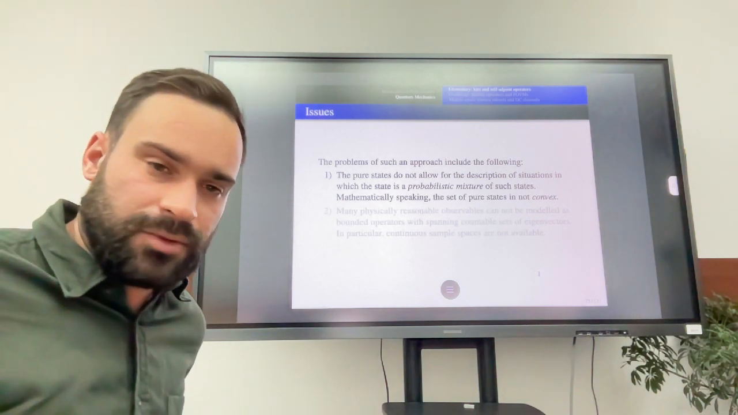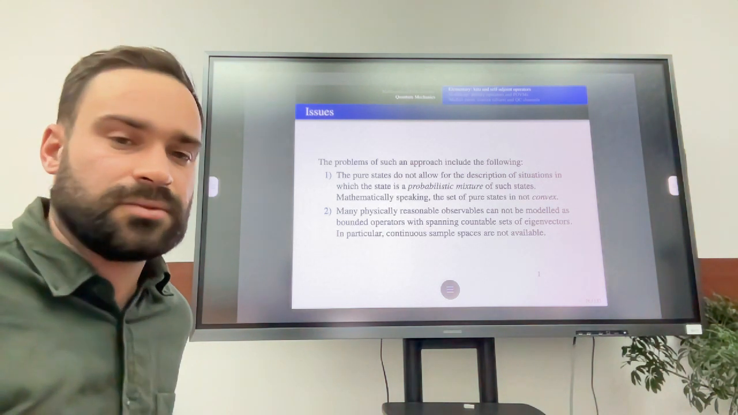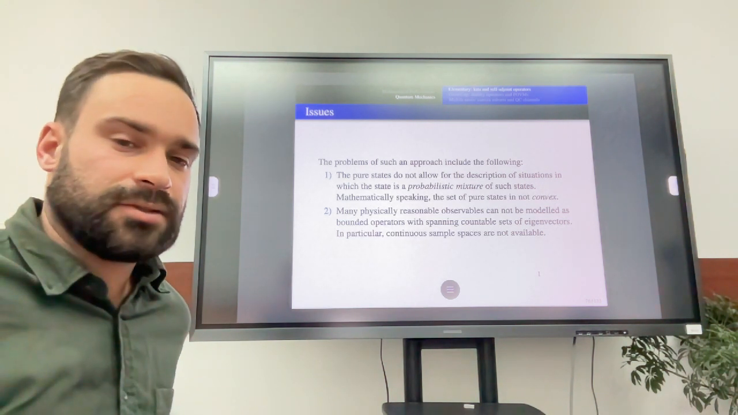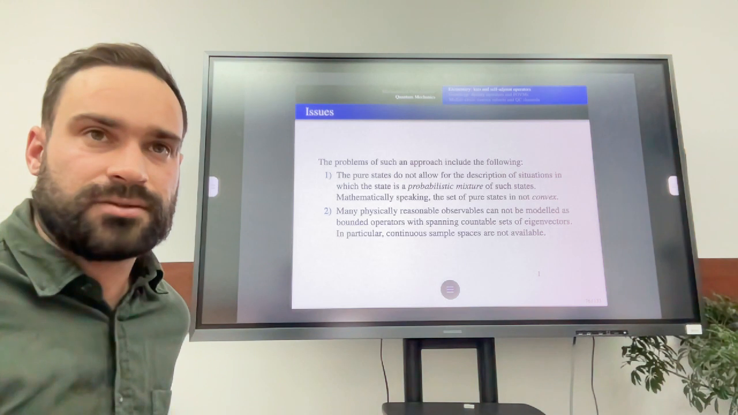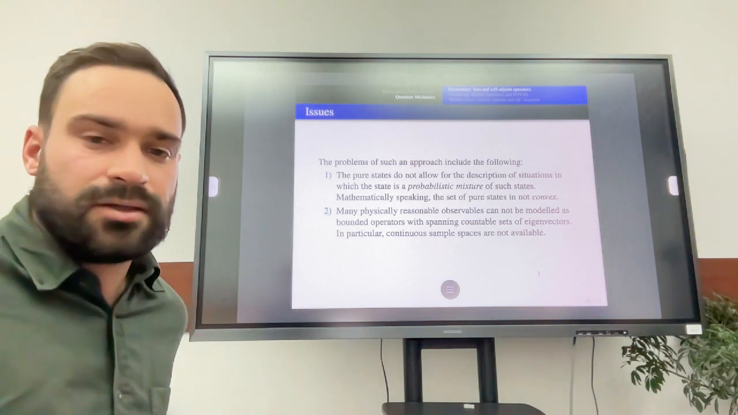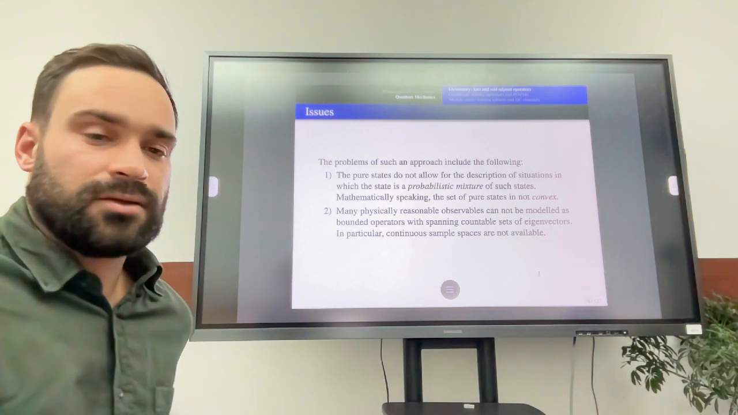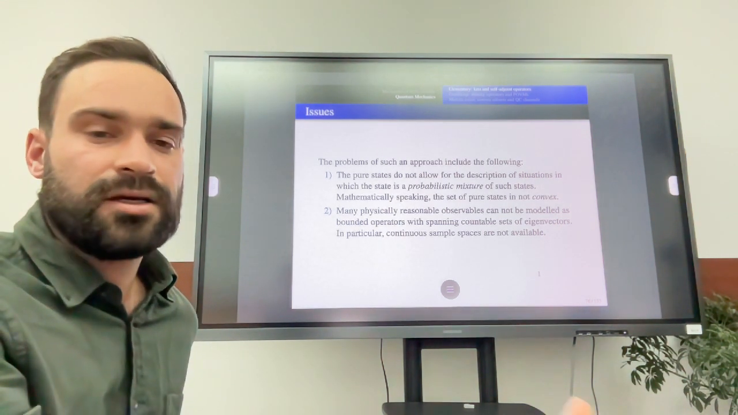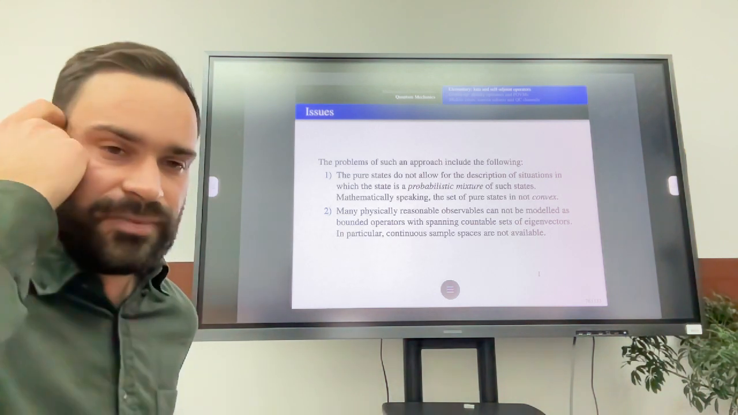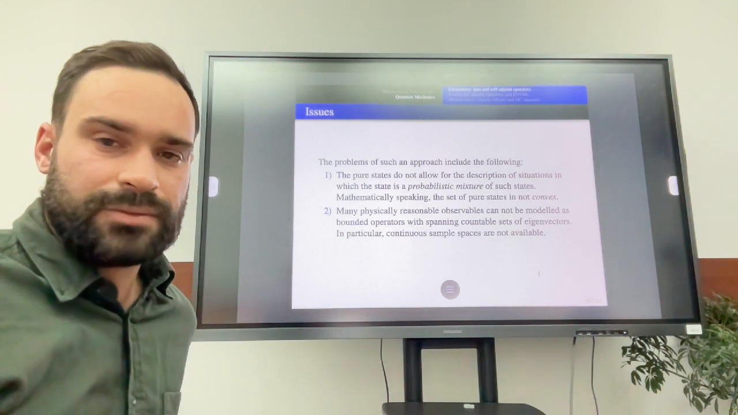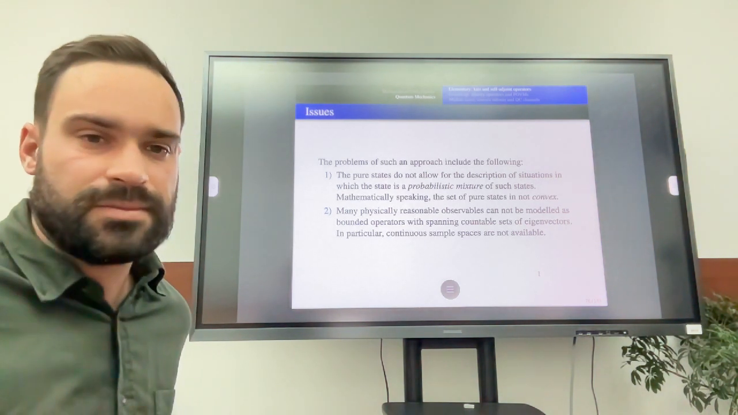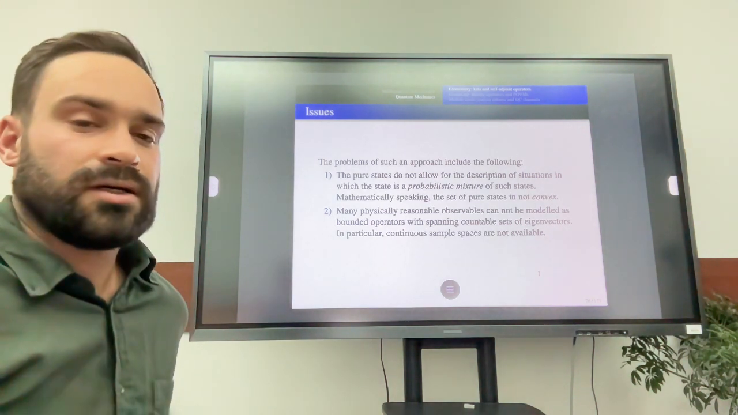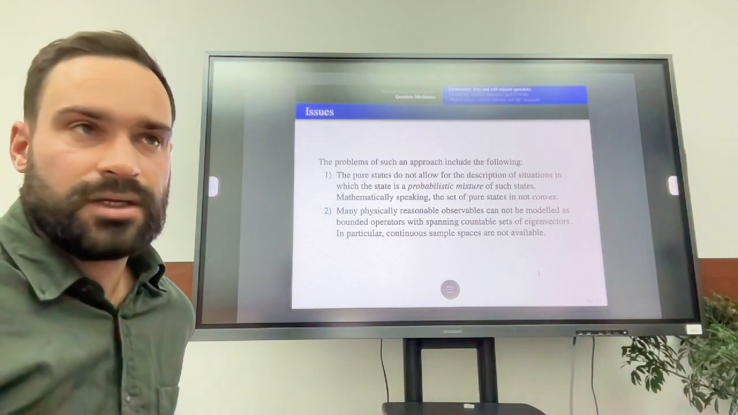And maybe more serious, another issue is that many physically reasonable observables, also those that are just used in the models, cannot be modeled as bounded operators with spanning countable sets of eigenvectors. This is just too restrictive. So in particular, any continuous sample spaces are not available. Like you cannot even measure position in this setup, because you can treat it only as an unbounded operator. That's fine, but I will argue that it is easier and more reasonable to speak about positive operator valued measures. So these are the problems, and the solution to the first one is basically to consider density operators, and to the second one to consider POVMs as observables.